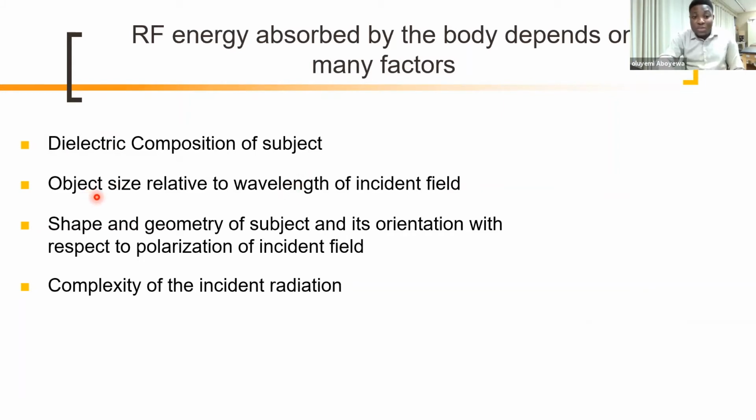Also, we can look at the object size. If the object size, for instance, is comparable to the wavelength of our wave, a different phenomenon results in that sense. Another complicated case would be to look at the shape of the object and the geometry of the object with respect to its orientation with respect to the incident field. A more complex case would be to look at the characteristics and properties of this field in themselves as they propagate in space.